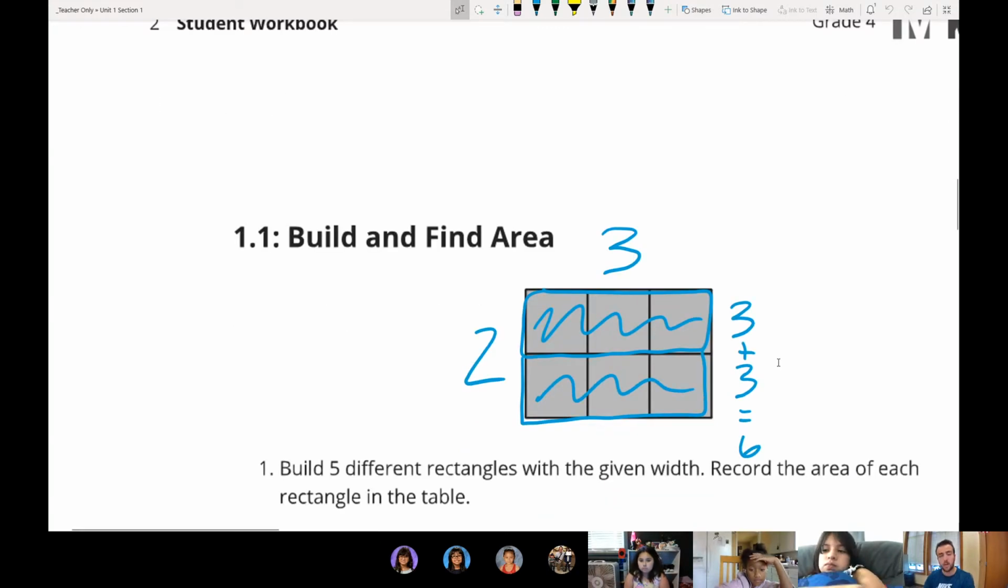Yes. Okay. We could also use multiplication. Can you explain how to use that? So you're going to put 3 times 2.